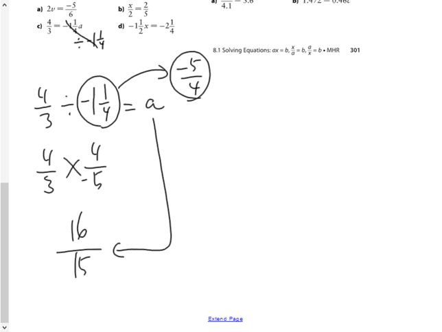I can put my negative sign wherever I want. I'll put it in front of it, I suppose. Or, since that's improper, negative 1 1/15 equals a. A lot of work on that one. So press pause if you need to copy that.